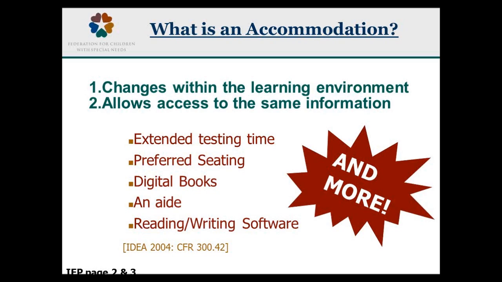So there are lots and lots and lots of different types of accommodations out there. And here are just a few of them. Excuse me, extended testing time, preferred seating, digital books and aid, reading and writing software, maybe it's pre-teaching information to a student, maybe it's a second set of books at home. Maybe it is Braille books. Maybe it's like I said, a special software. I mean, it can be so many different types of things. The thing about accommodations is that you need to be very specific about what the accommodation is.